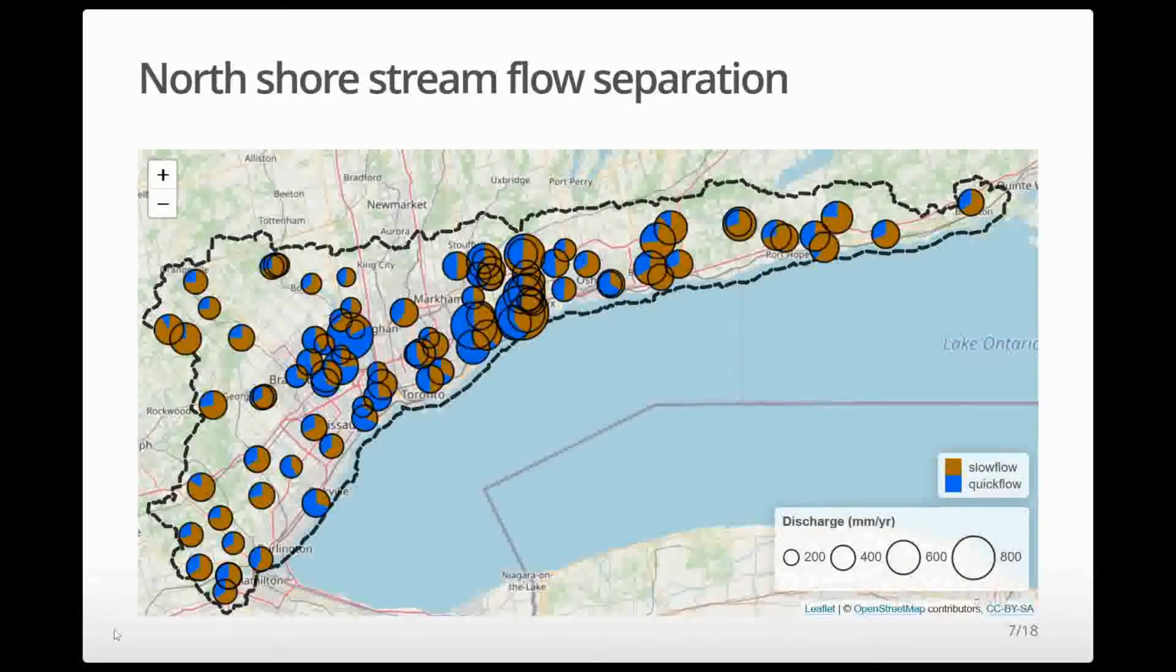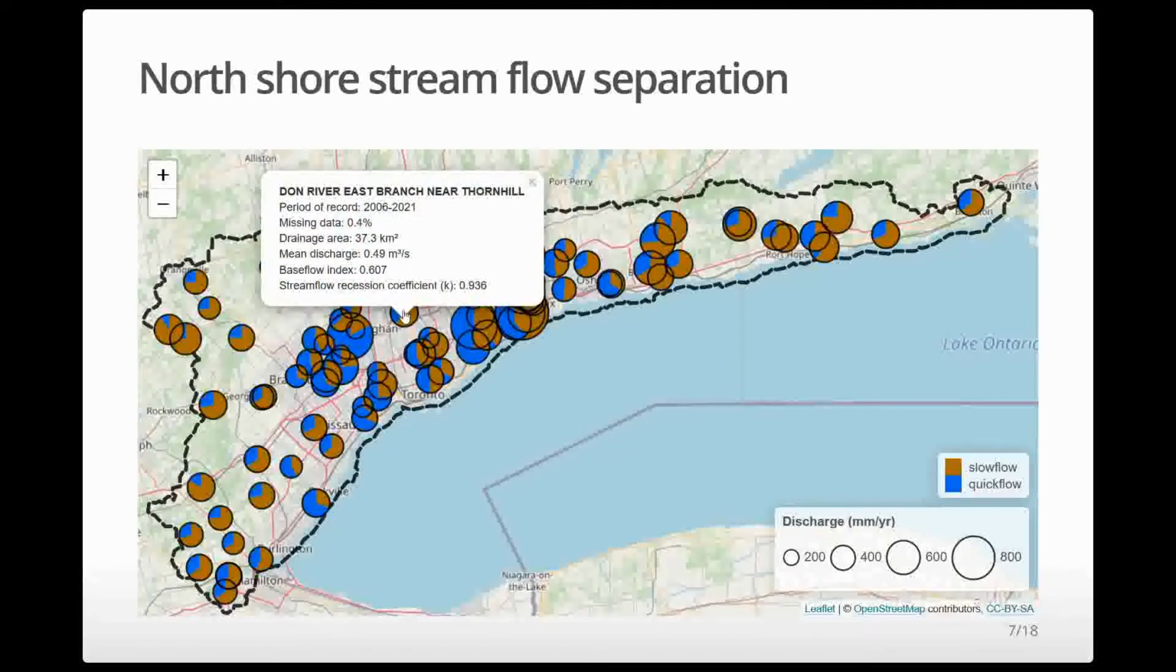Good. So moving on to the data. In this figure, you first see the contributing area to the north shore of Lake Ontario in this gray hashed line. Within this area, you see a number of pie charts. Each of these pie charts are located at a streamflow gauging station with greater than 10 years of data. The size or radius of the pies are indicative of the total discharge measured at those points, whereas the pies themselves indicate the proportion of quick flow versus slow flow as per automated hydrograph separation routines.